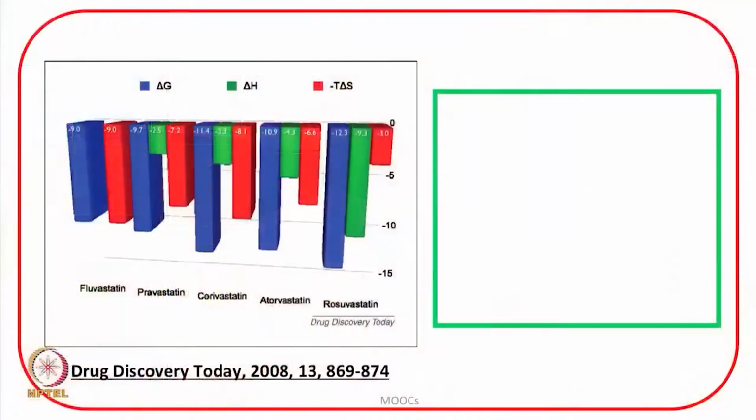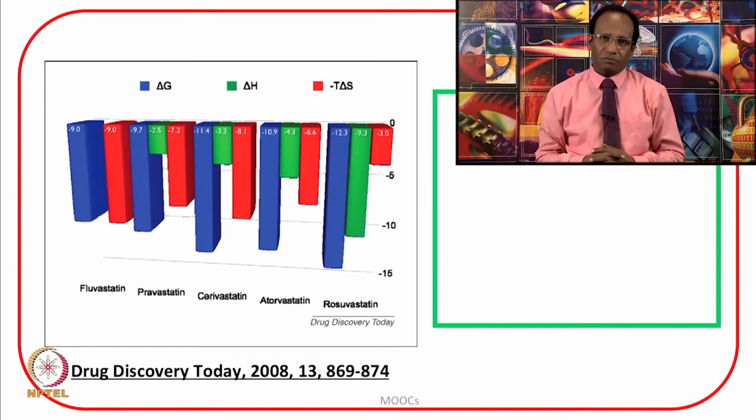The trend is more clearly seen in this figure. This figure is on the statins. Statins are the cholesterol lowering drugs, and these act by inhibiting the HMG-CoA reductase. And therefore, the affinity of the statins to the enzyme becomes very important, and efforts have been made to achieve the optimum affinity.